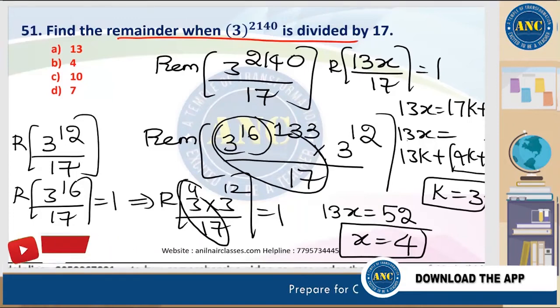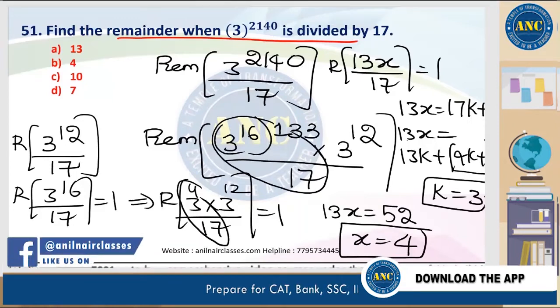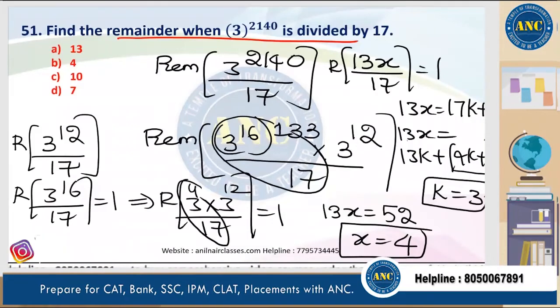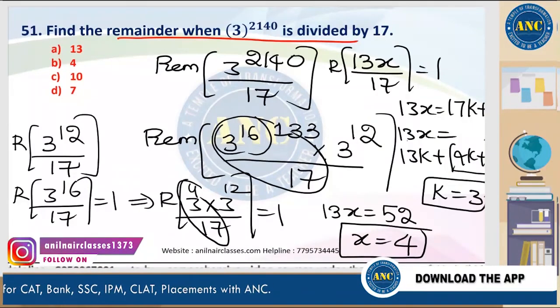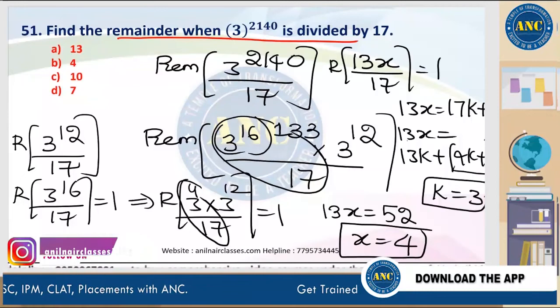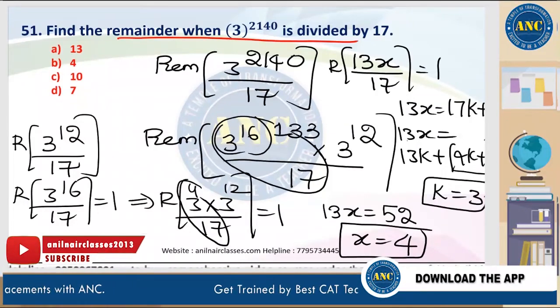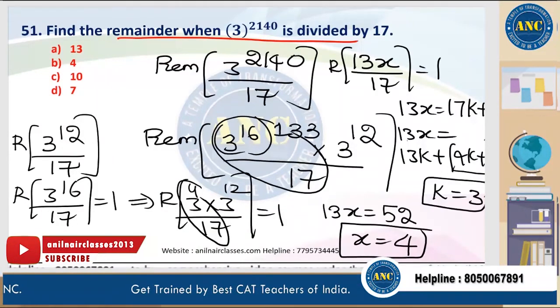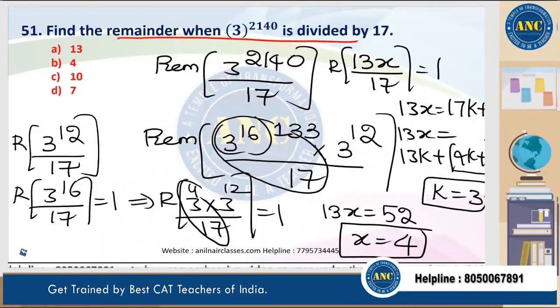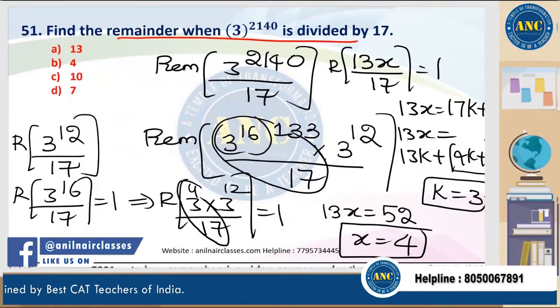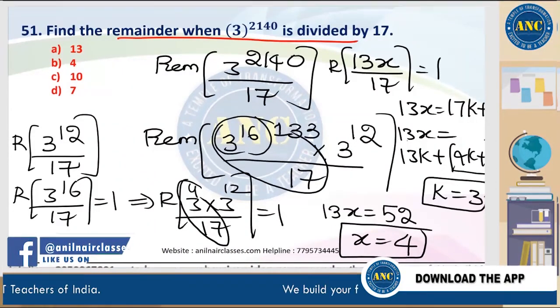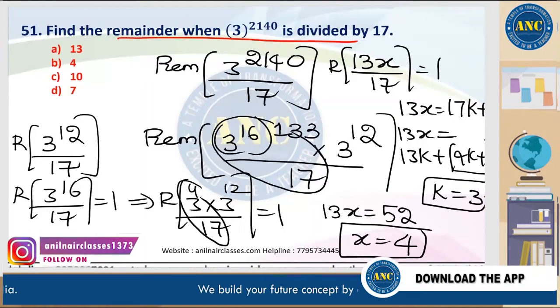So 13x divided by 17 is 1. 13x is 17k plus 1. 13x is 13k plus 4k plus 1. 13x is divisible by 13, 13k is divisible by 13, so 4k plus 1 should be divisible by 13. K value is 3, 13x is 52. X value will be 4. I hope the idea is clear.